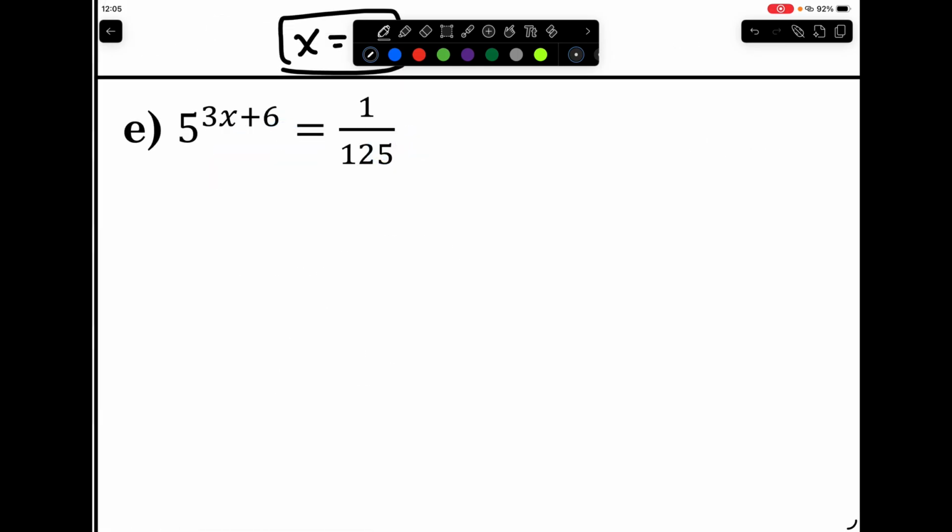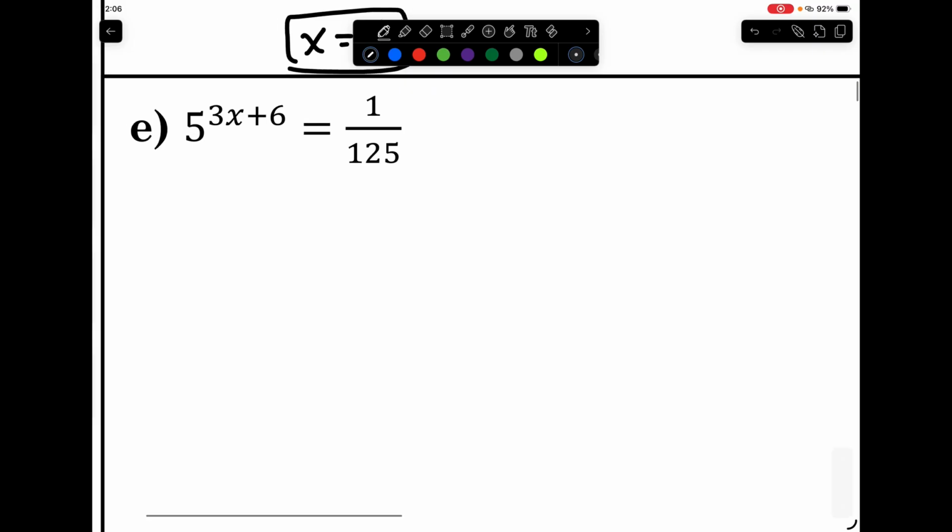Let's now look at this example E. Now, if we have a situation where we have a power and instead of getting a whole number, like right here, we have a number under the value of 1, then this is your hint again that we can still manipulate this so we can write it as a power of base 5. However, our exponent is just going to be a negative number.